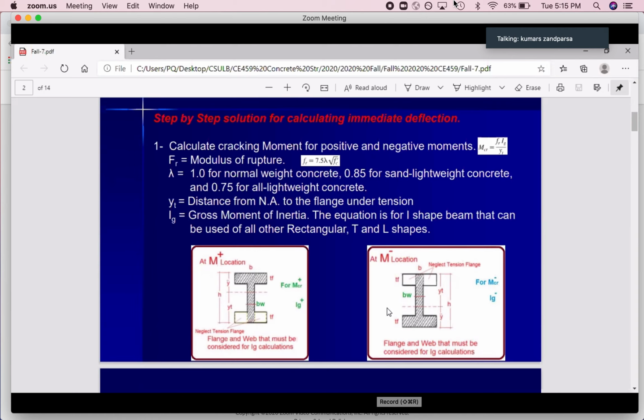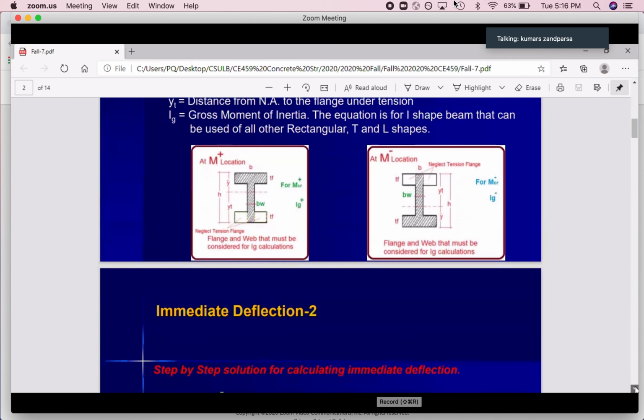If you have a negative moment for the uncracked section, M crack, forget about the flanges in tension. You get it? Neglect the tension flange. That's it. And then go to the next page and see how we can calculate this.